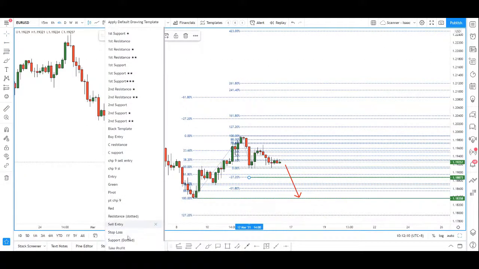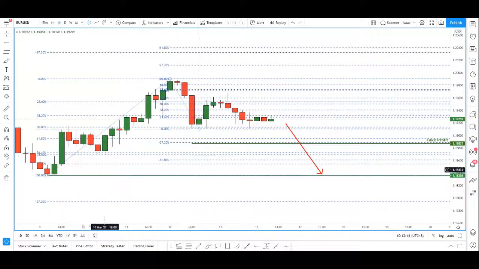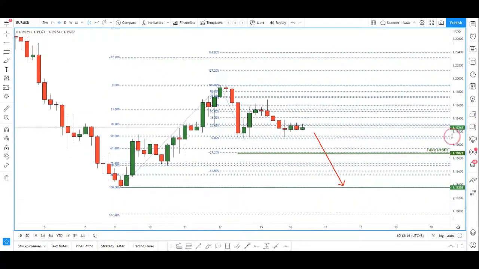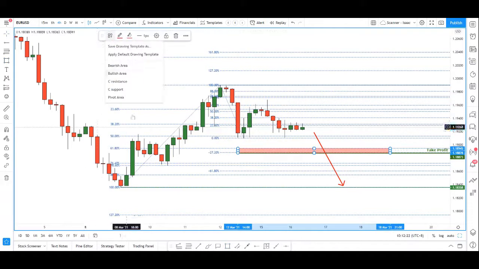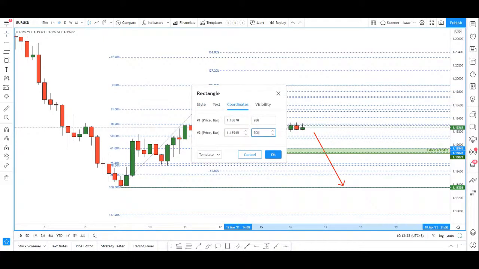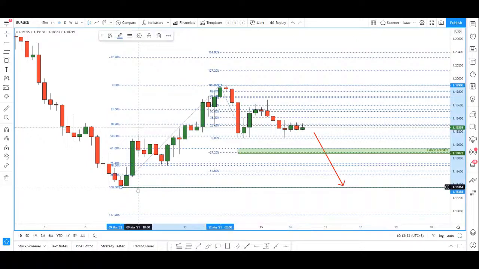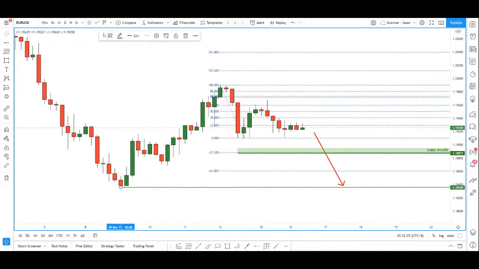So I'm going to put a take profit. We have two levels of take profit. Let me just zoom in so it's easier for you guys to see. This is one level here. Give me a moment. This area will be our intraday take profit, with the area right below here as our final take profit.